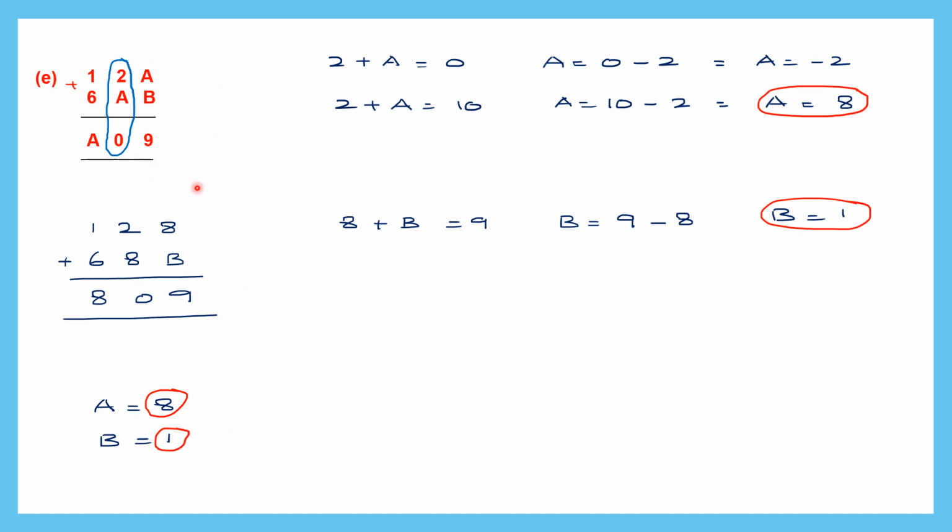get your answer right. Question F, 1A into A is equal to 9A. So this is a multiplication sum. We need to find the value of A. Now, since A is in the ones place, it has to be a single digit number. It can be any digit from 0 to 9. So we are going to substitute A with all these numbers and get our answer.